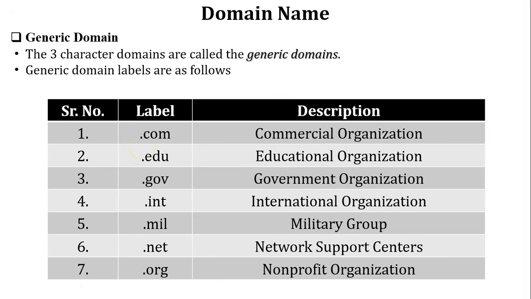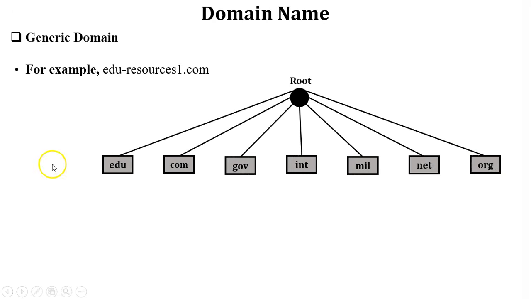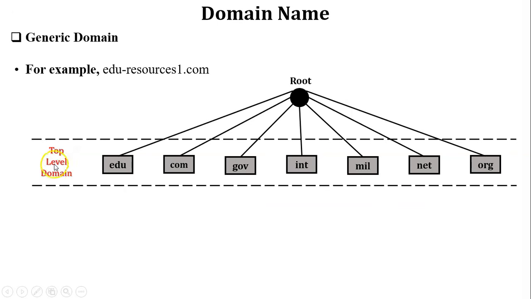Let's take one example to understand the generic domain in detail. For example, I am accessing one website, eduresources1.com. So how can I access this website? Now understand with the tree structure of the DNS. In the DNS tree structure, we all know that the first node is the root node. The root node is connected with three different domains: generic domain, country domain and inverse domain. Here we discuss the generic domain only. So the root node is connected with the different generic domains like .edu, .com, .gov, .mil, .net. All these domains connected with the root node are called top level domains.